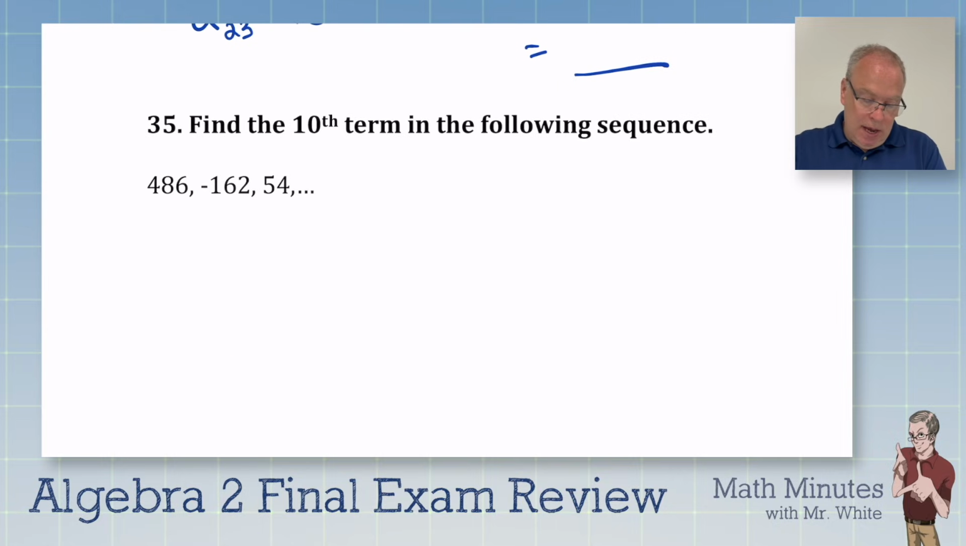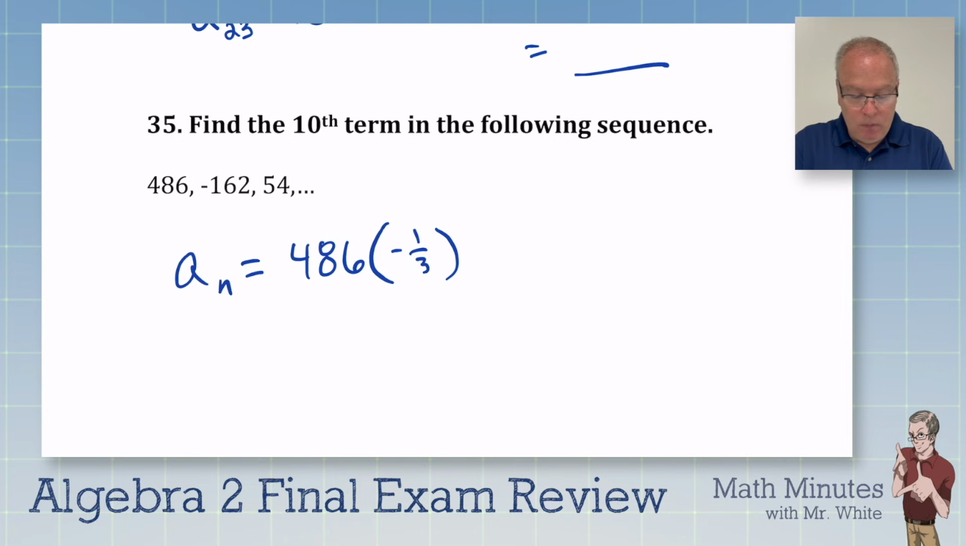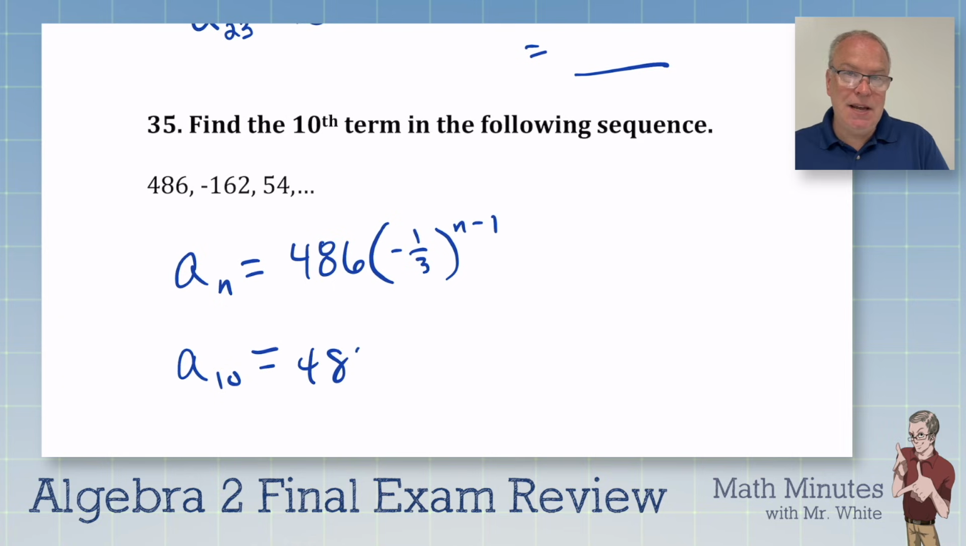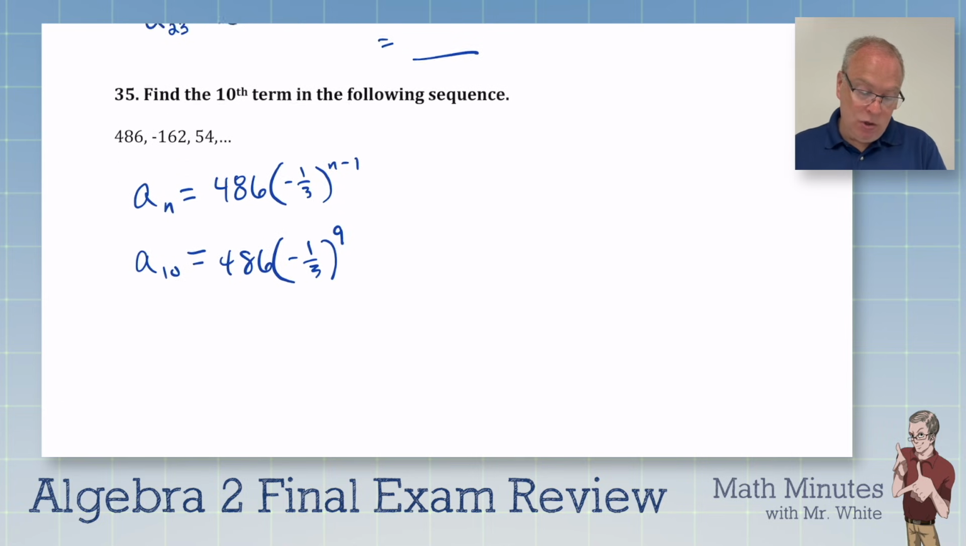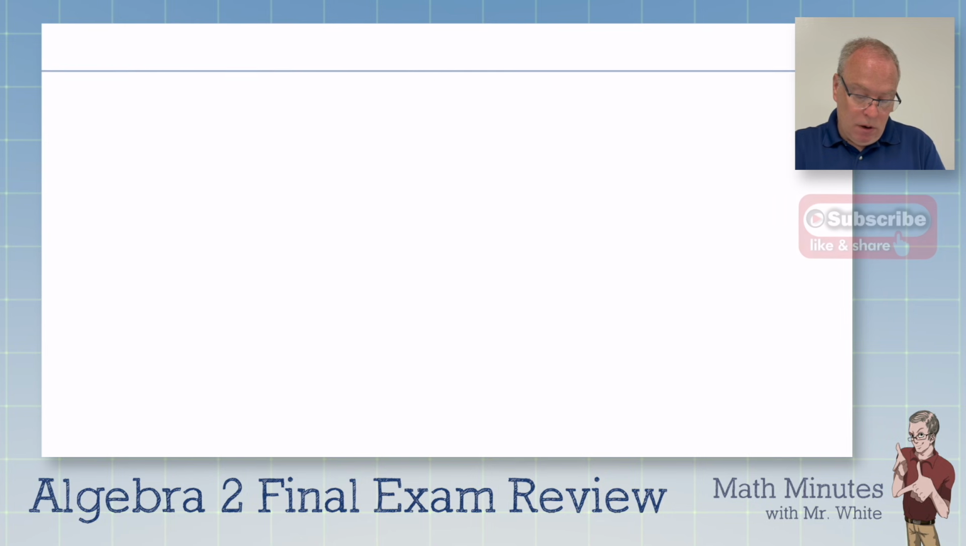Okay? And then this one here, our formula was 486 times negative 1/3 to the n minus 1 power. So we're going to find the 10th term. So a sub 10, that's what that means. The 10th term equals 486 times negative 1/3, and then you do an exponent of 9 because of the n minus 1. All right, very good.